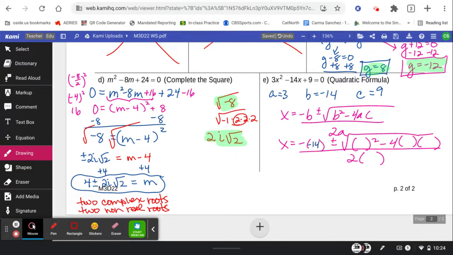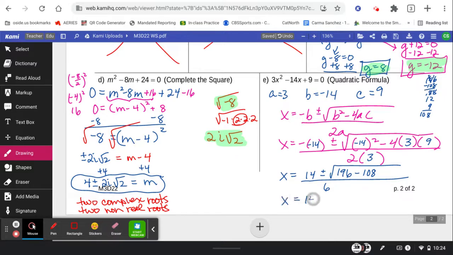All right, negative 14, negative 14 squared, 4 times A times C, 2 times A, positive 14 over 6, 196 minus 12 times 9. Is that 144? No. 108? Really? Is this a root 88? All right. Keep going with the simplification.